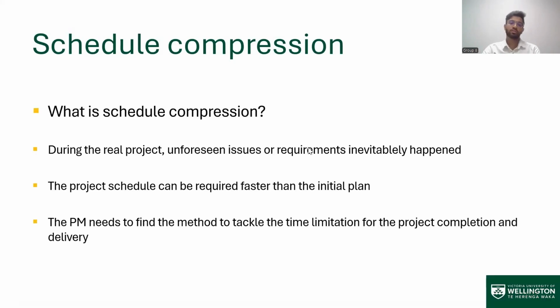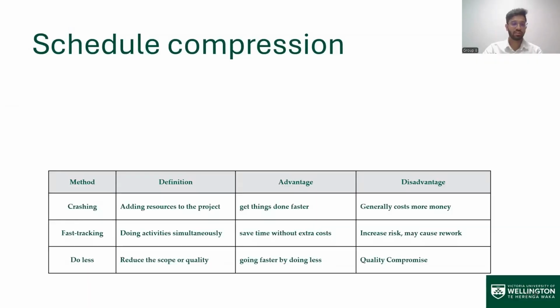So schedule compression is nothing but compressing the schedule of a project and agreeing to do the project within less time, but there won't be any change in the scope. In schedule compression, there are three types. One is crashing, then fast tracking, and the last one is do less. In crashing, they add additional resources to the project and get things done faster, but it costs more.